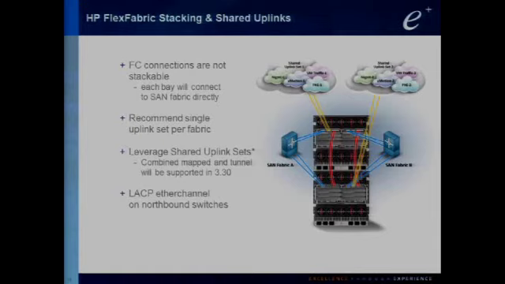So you have SAN fabric A, SAN fabric B, east-west, A-B, whatever you want to call it. Your left fabric goes to fabric A, right fabric goes to fabric B. And then you've got 2 different shared uplink sets leaving the chassis. And this is the part I think there's a lot of confusion on.